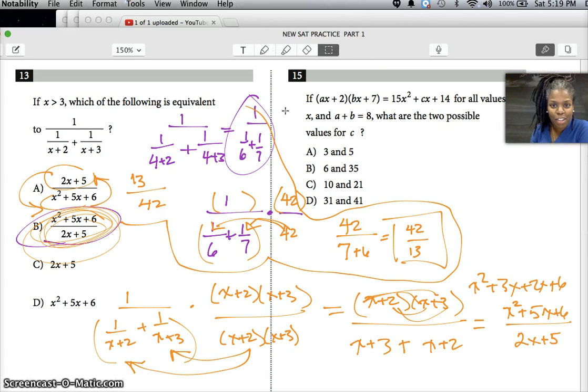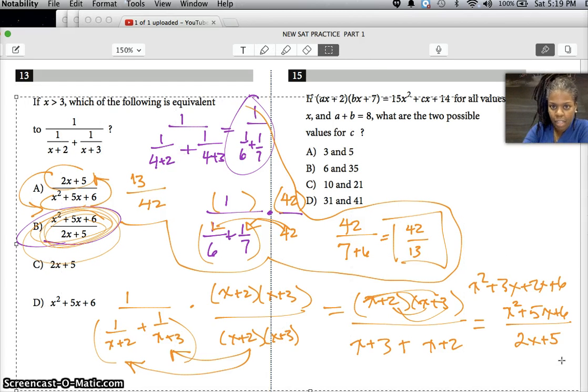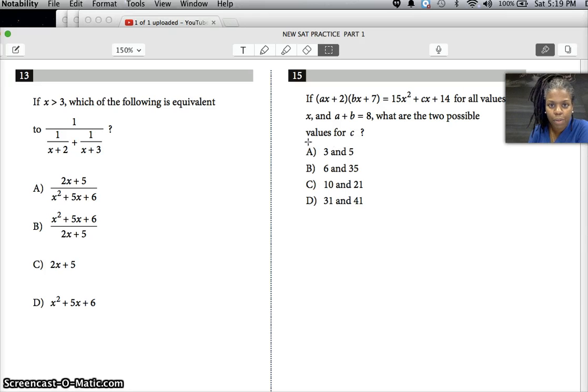I'm going to erase all of this, so please copy down what you need to do so I can get started with the next problem. So now we're looking at this next guy. I got all this jazz multiplied together is going to equal this for all values of x, and a plus b is equal to 8, which are the 2 possible values for c.